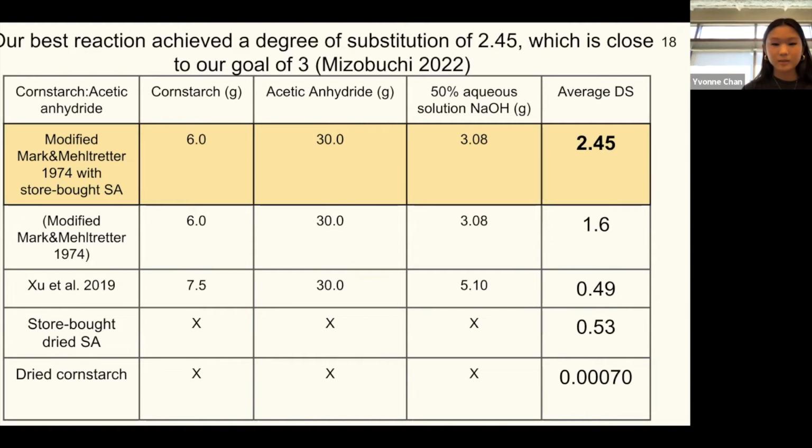The highest degree of substitution achieved was by reacetylating store-bought starch acetate, with a highest average of 2.45. Its original degree of substitution before being reacetylated was 0.53. And lastly, the degree of substitution was measured for pure cornstarch, which was 0.0007, which is close to our theoretical zero, showing that our measurements and method of determining degree of substitution were reliable.